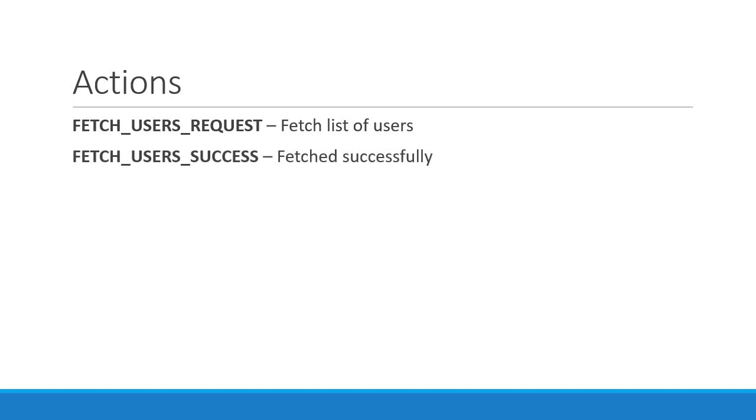We are going to have 3 actions in our application. The first one is to fetch the list of users from the API endpoint. The action type would be fetch_users_request. The second and third actions are dependent on the first one. If the data was fetched successfully, we have an action with type as fetch_users_success. If there was an error fetching the data, we have an action with type as fetch_users_failure. So we have 3 actions.